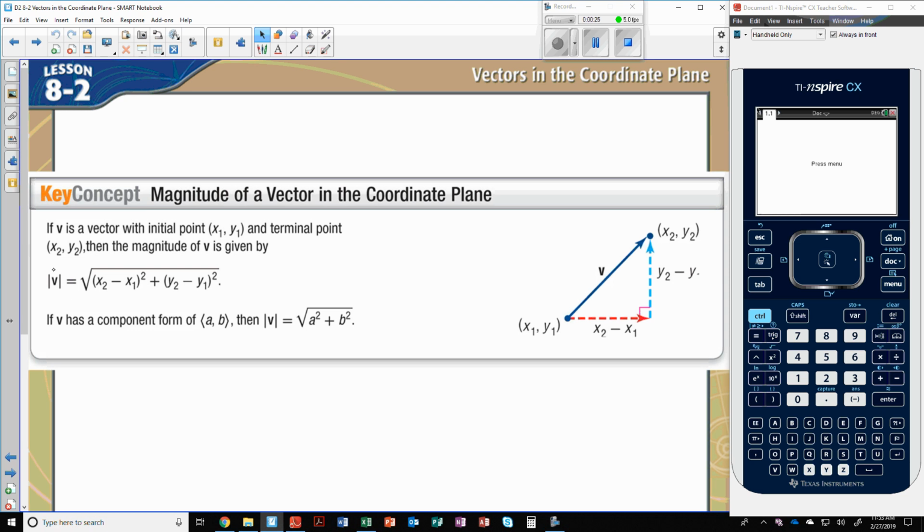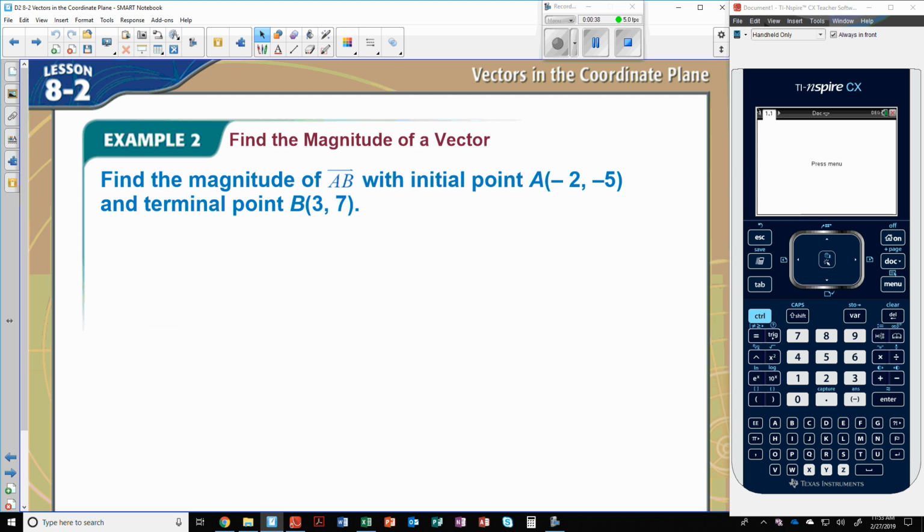Here's a symbol for magnitude. It's like absolute value around the bold vector symbol. And so here, again, it's just like the Pythagorean theorem. To find the magnitude, you take the square root of a squared plus b squared. That's how we find magnitude. So here, we'll first do it algebraically. You have an initial point and a terminal point. And again, whenever you see the words terminal and initial, remember you're going to take the terminal and subtract the initial.